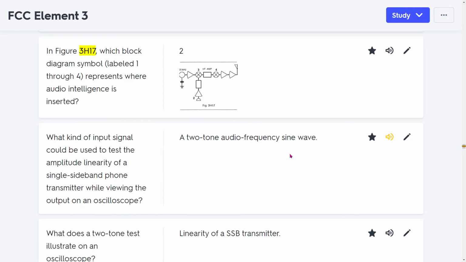What kind of input signal could be used to test the amplitude linearity of a single sideband phone transmitter while viewing the output on an oscilloscope? A two-tone audio frequency sine wave.